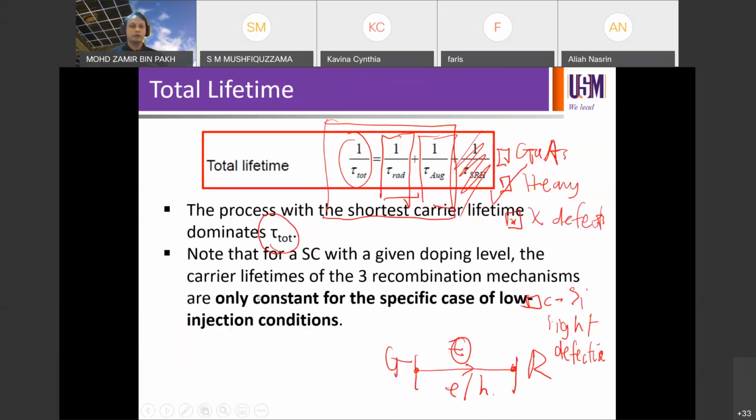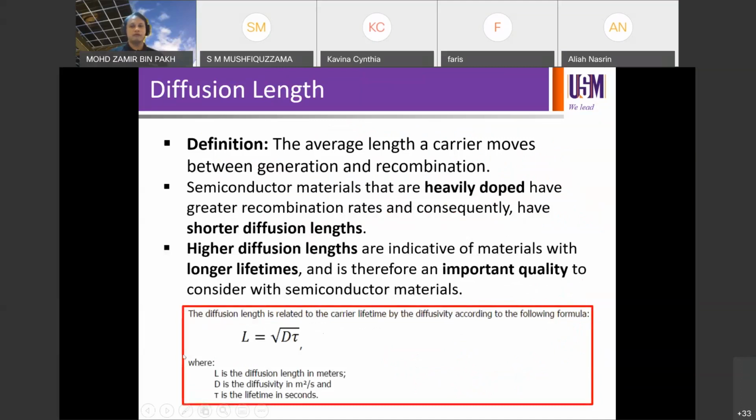So now we have learned the concept of lifetime. From lifetime, we're going to learn another concept called diffusion length. Diffusion length is the very same as what you learned with lifetime, generation to recombination. But now instead of time, it is about distance. Let me put it as L. The distance traveled by an electron or hole from the point it's generated until the point it recombines. So the distance passed through by that electron or hole is given by the diffusion length.